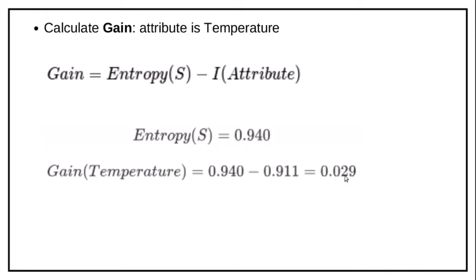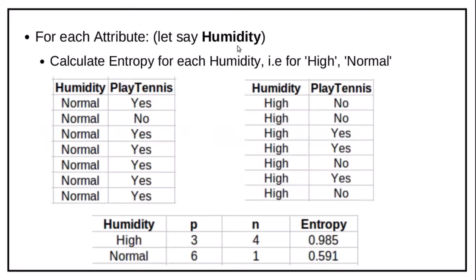0.911 is equal to 0.029. This is the gain of the temperature. Now what is the next attribute? The next attribute is humidity. Humidity has 2 values, that is high and normal.